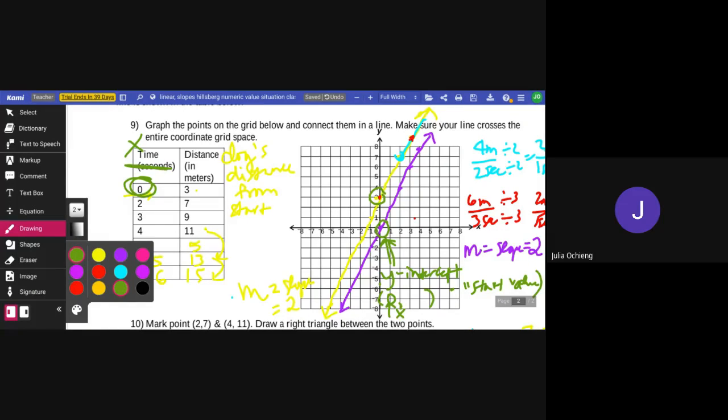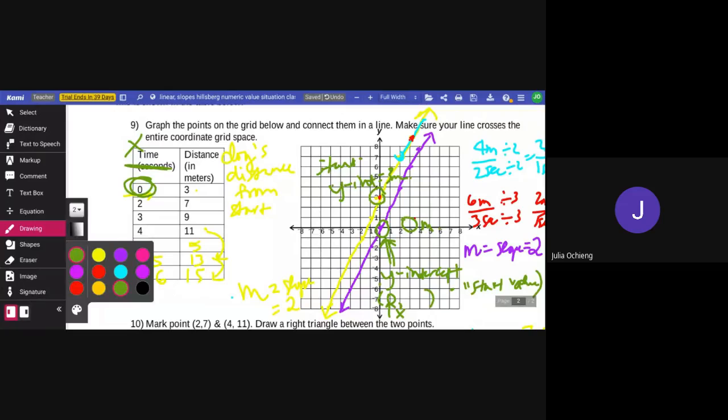So for Mr. Hillsberg, his start value is 0 meters. For the dog, his y-intercept is 3. So the y-intercept for the dog is 3. So the dog's start value is 3 because he started at 3 meters. So the dog's y-intercept is 3, and the dog's start value is 3 meters.